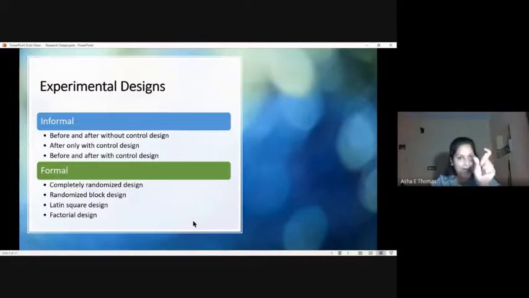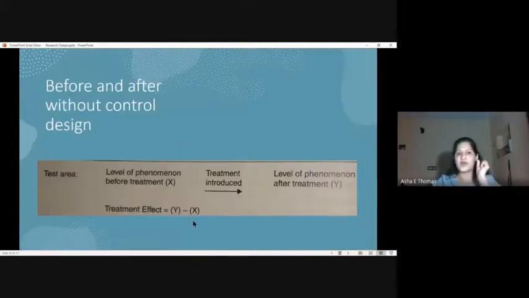The control factor is absent in the first one, before and after without control. We select a homogeneous group. First we measure the performance before the treatment, then we introduce the treatment, and we measure the performance after the treatment. We compare the after performance with the before performance, and if there is a change, we look at it from the angle of the effectiveness or impact of that training or treatment. It can be a medicine, a vaccination, or some kind of counseling. You may want to see the impact of counseling on an alcoholic patient. Psychological research generally does this type of study.